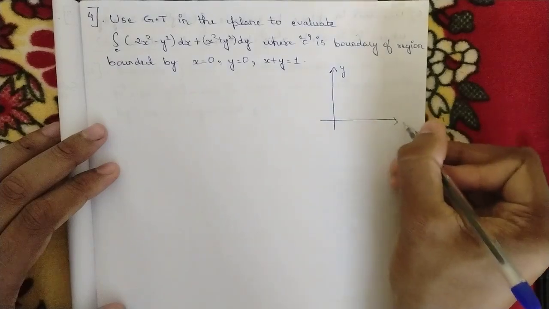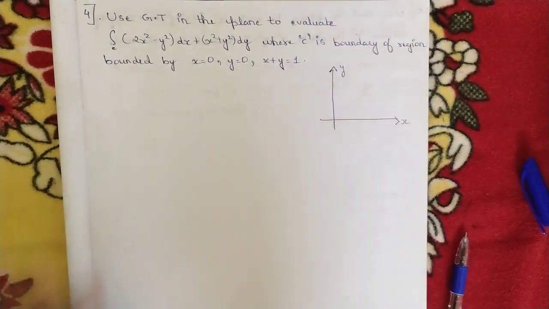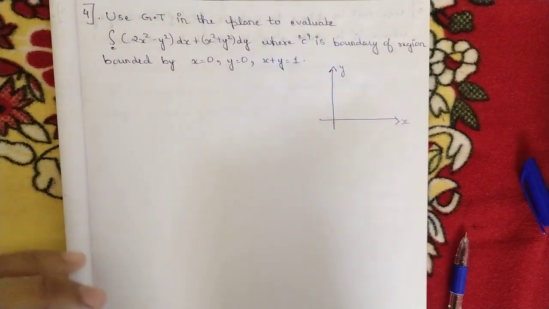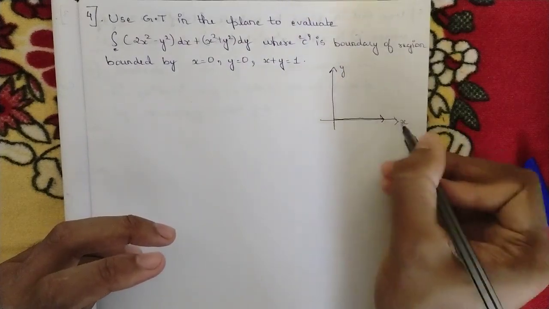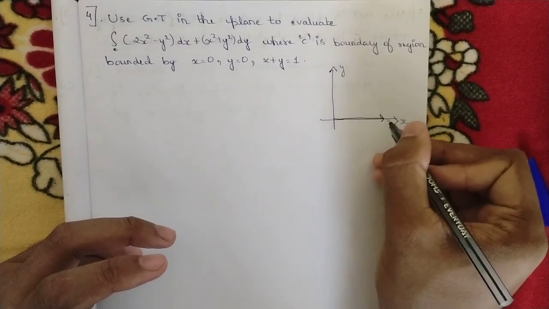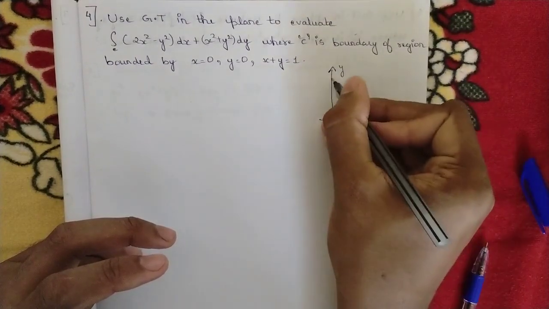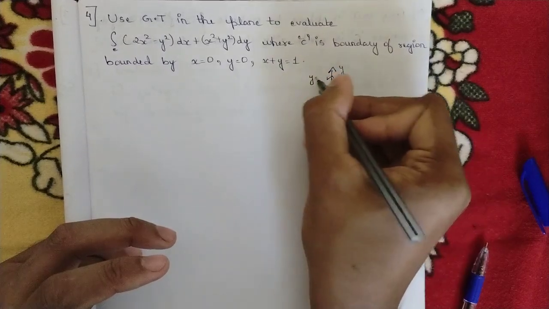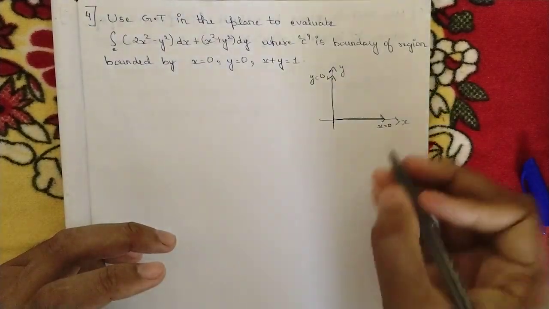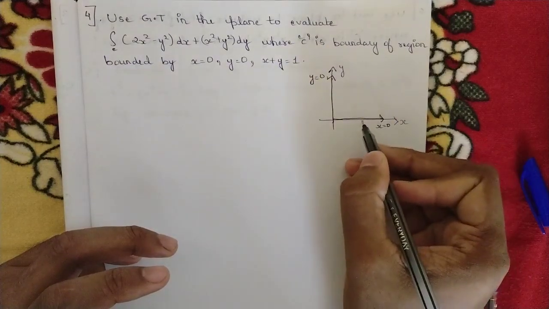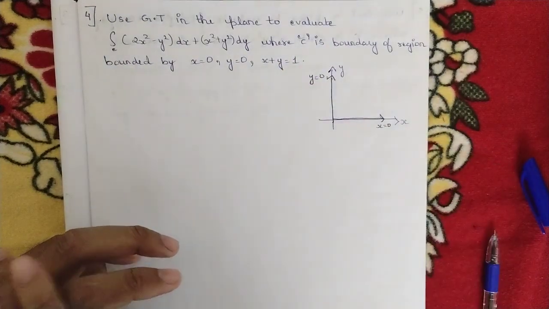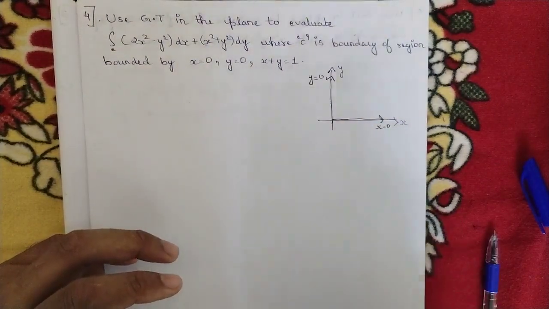Y axis, x axis. What have they given? One is the x equal to 0 line, so we have drawn that line first. One is y equal to 0. And one more is x plus y equal to 1. Here, x plus y equal to 1 means when x is 0, y should be 1, and when x is 1, y should be 0. Then only we would get the answer as x plus y equal to 1.